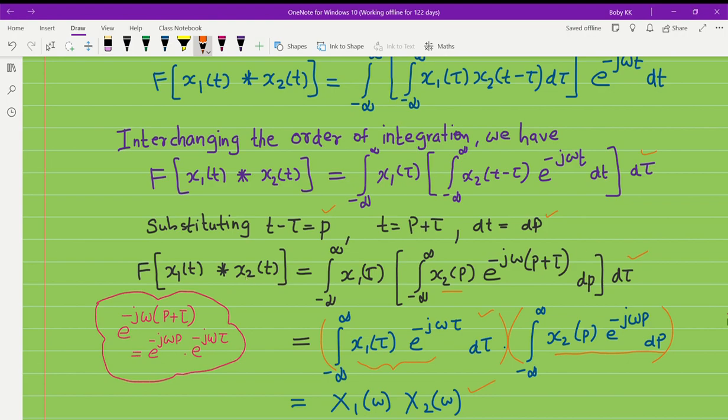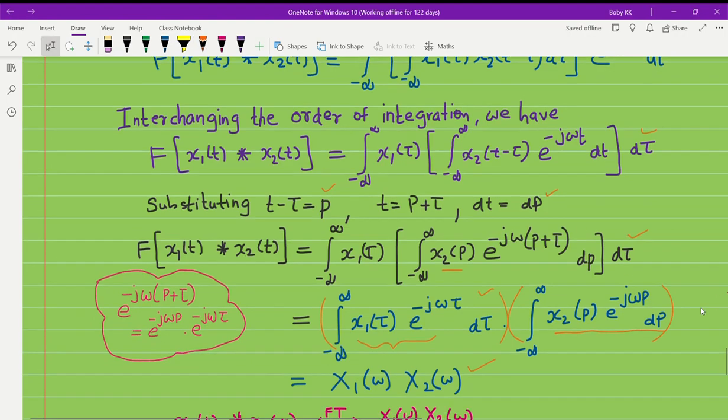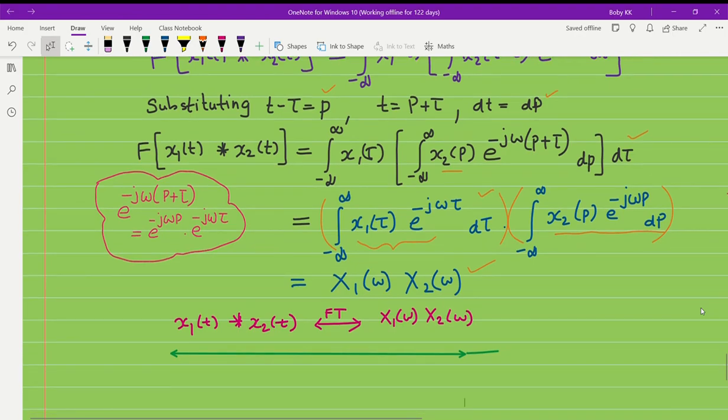So that is the convolution property or convolution theorem. We can say the Fourier transform of x1 of t convolution x2 of t is X1 of omega into X2 of omega. That is the convolution property.